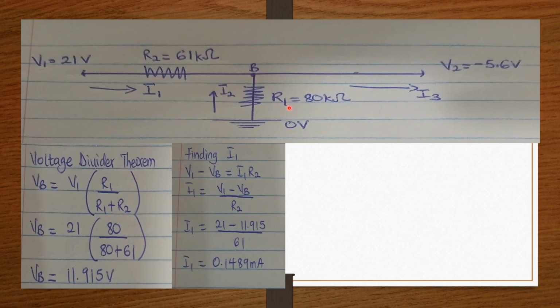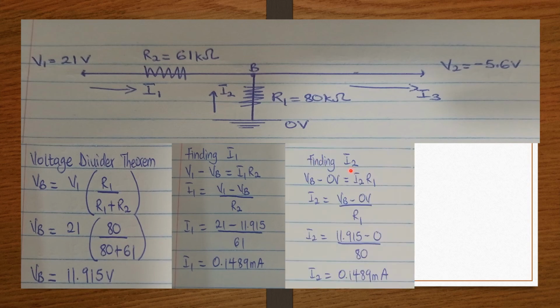Next, since we still know VB, that is the dividing voltage, and we also know R1 to be 80 kilo ohm, and we know the voltage over here to be 0 volts, we can find I2. VB minus the 0 volts over here equals I2 times R1. So we make I2 the subject and we input the values we know already. We're going to get I2 to be 0.1489 milliamperes.